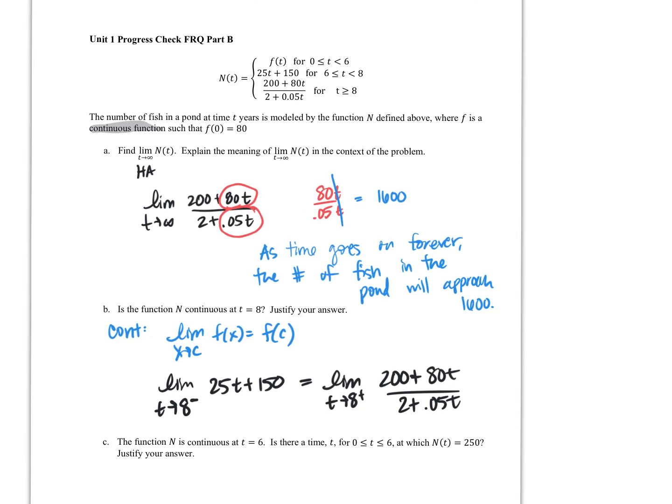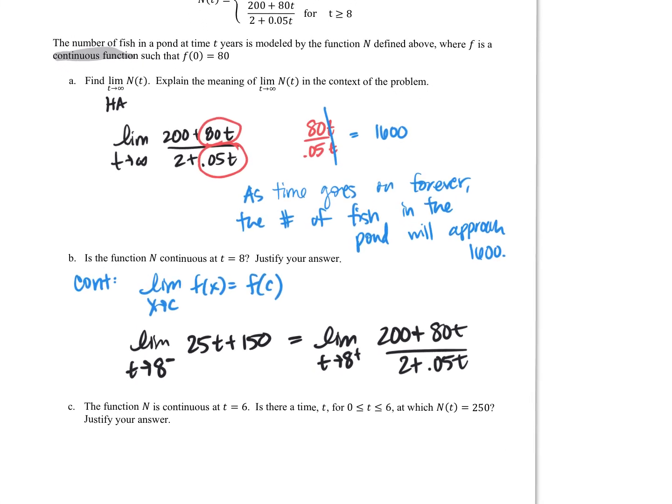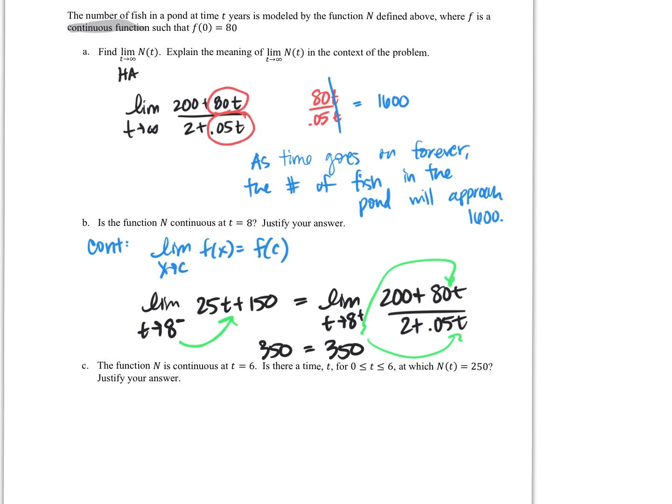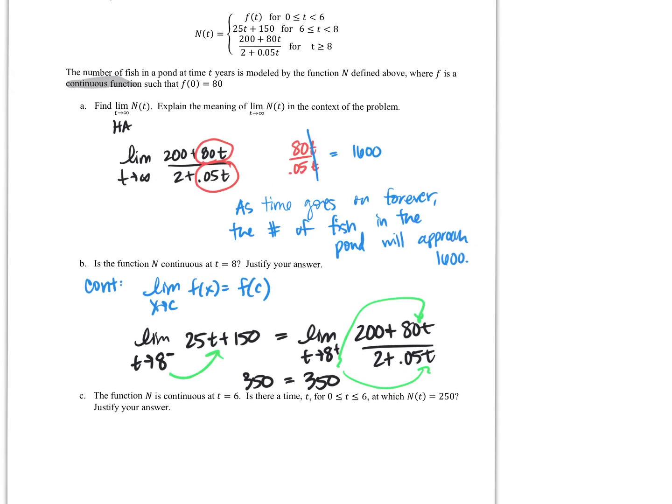This didn't say calculator active, but we're going to use a calculator, okay? Let's plug in that 8 here, and that 8 here, and see if those are equal. Anyone get a value on this left side? 350. What about on the right side? We also got 350. Does my limit exist? Yeah. What about f of 8? Or in this case, n of 8. Is n of 8 also 350?